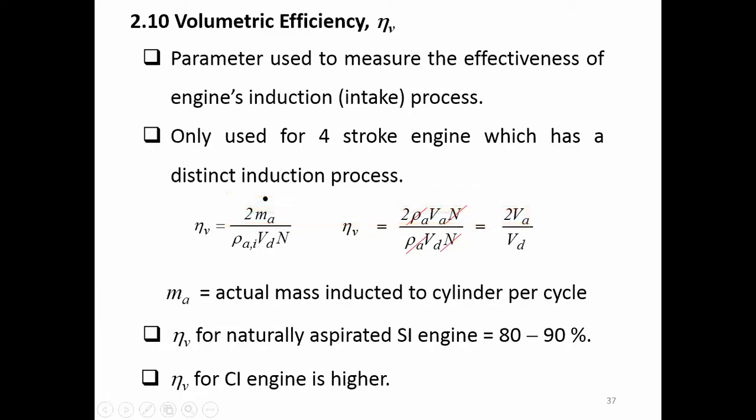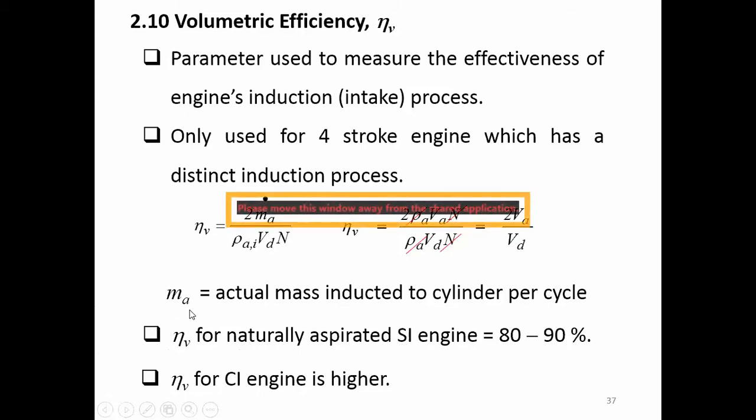And what is the typical value for the volumetric efficiency? For a naturally aspirated engine, the typical value for volumetric efficiency is 80 to 90%. And for the CI engine, it's higher, so you can expect it to go higher than 90% for the CI engine.